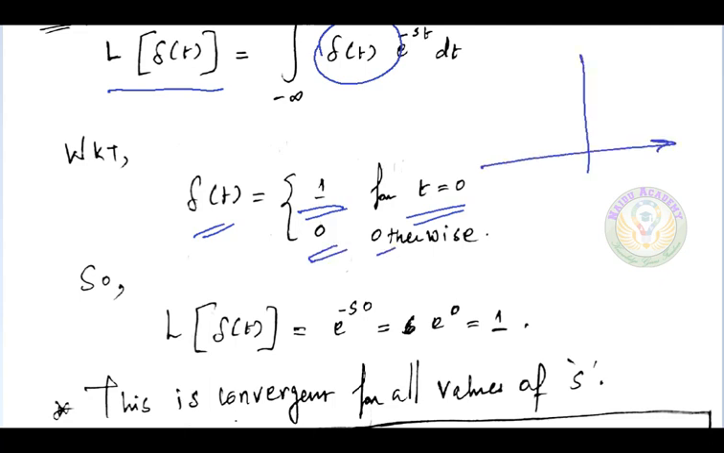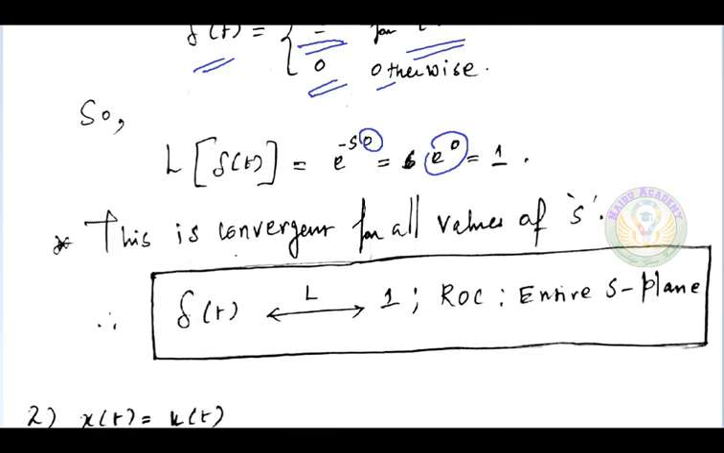This is your del of t, the graphical representation. This is t equal to 0 and this is 1, and this is del of t, otherwise it is 0. So if you substitute t equal to 0, because it exists only for t equal to 0, and del of t is 1 for t equal to 0, naturally e power 0 is equal to 1. So this is the Laplace transform of del of t.